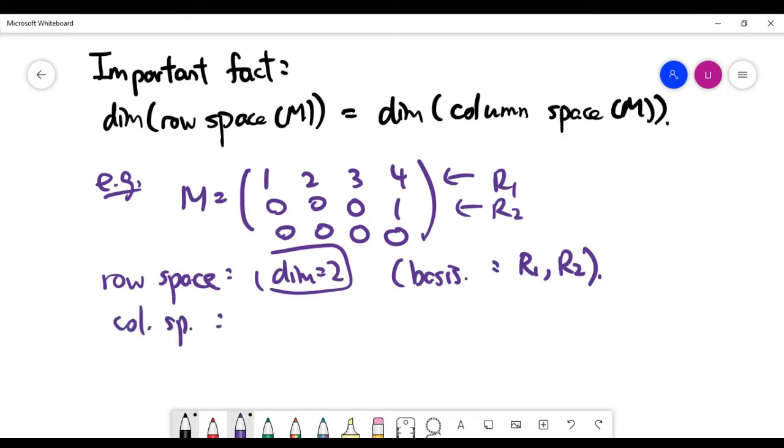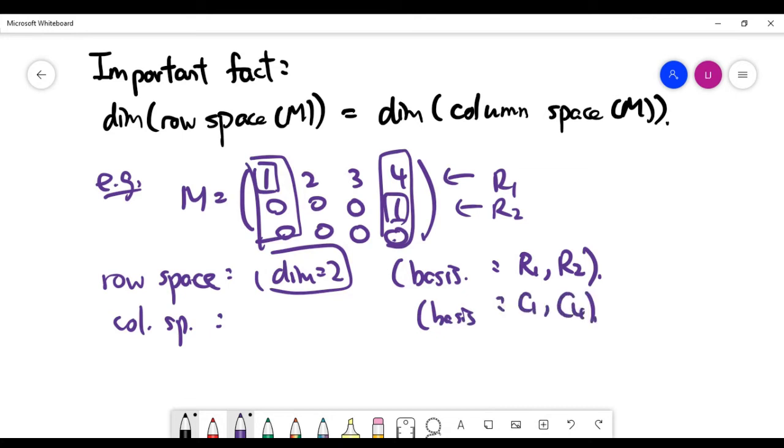And for the column space, you see, we can look at the non-zero spot. If it is already in the upper triangular form like this, you see, we can basically use the first vector and the fourth vector to be the basis of the column space, right? It's column 1 and column 4. So once again, the dimension is 2. So it's a simple example, but just to give you a sense that the dimension is actually the same, no matter which matrix is given to you.